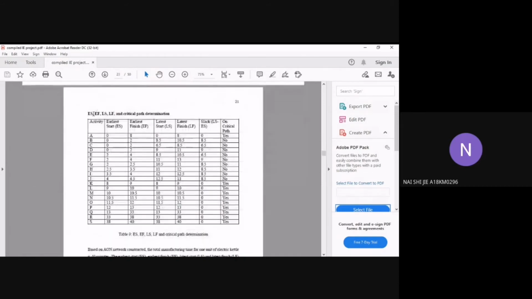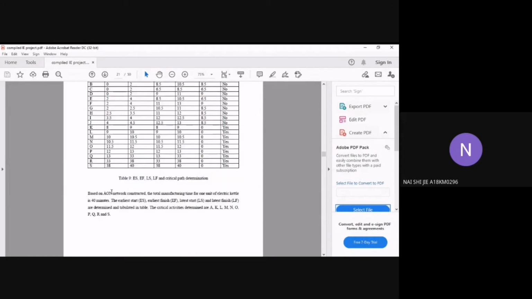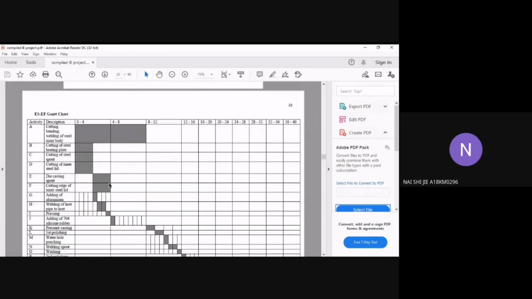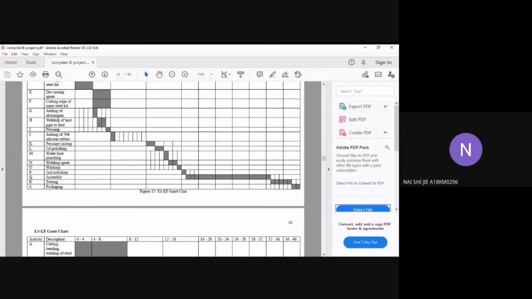After that, we can also determine the early start, early finish, late start, late finish, and critical path, and tabulate the results in the table. Based on the AON network constructed, the total manufacturing time for one unit of electric kettle is 40 minutes. The ES, EF, LS, and LF are determined and tabulated in the table. The critical activities determined are A, K, L, M, N, O, P, Q, R, and S. After that, we can also construct a Gantt chart to help us monitor the manufacturing process well, using ES, EF, LS, and LF.